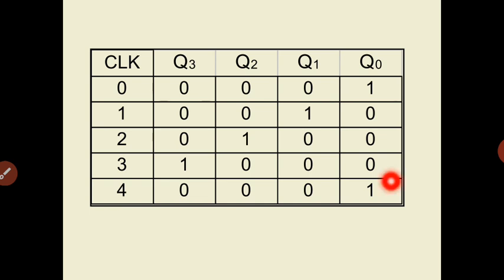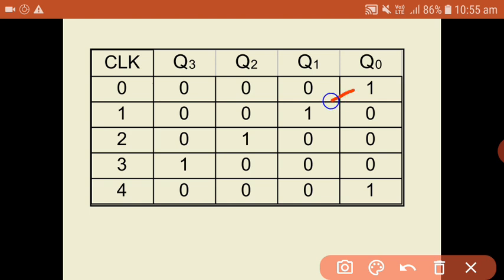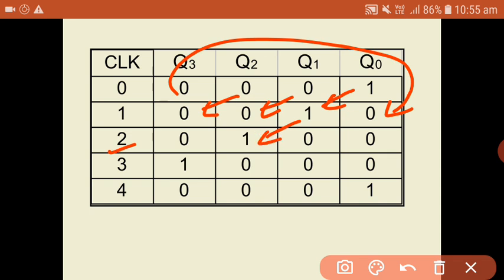So this is the truth table of a ring counter, or you can say the state diagram of a ring counter. So initially, whenever no clock pulse is applied, the initial output contents will be 0 0 0 1, and whenever the first clock pulse is applied, this 1 will be shifted here, this 0 will be shifted here, this 0 will be shifted here, and this 0 will be shifted here. Okay, so 0 0 1 0. Next, whenever the second clock pulse is applied, what will happen? This 1 will be shifted here, this 0 will be shifted here, this 0 will be shifted here, and this 0 will be shifted here.